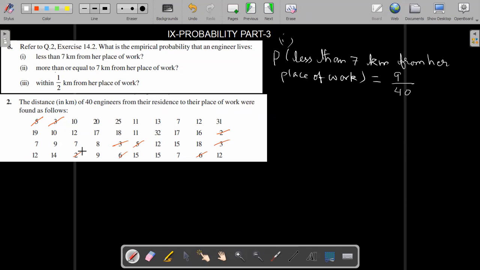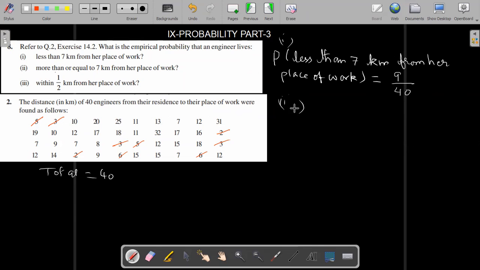There are a total of 40. You add this: 1, 2, 3, 4, 5, 6, 7, 8, 9, 10. 10 for the 40. So the total is 40, so the total number of cases is 40. So 9 upon 40. That is the answer, the first one.